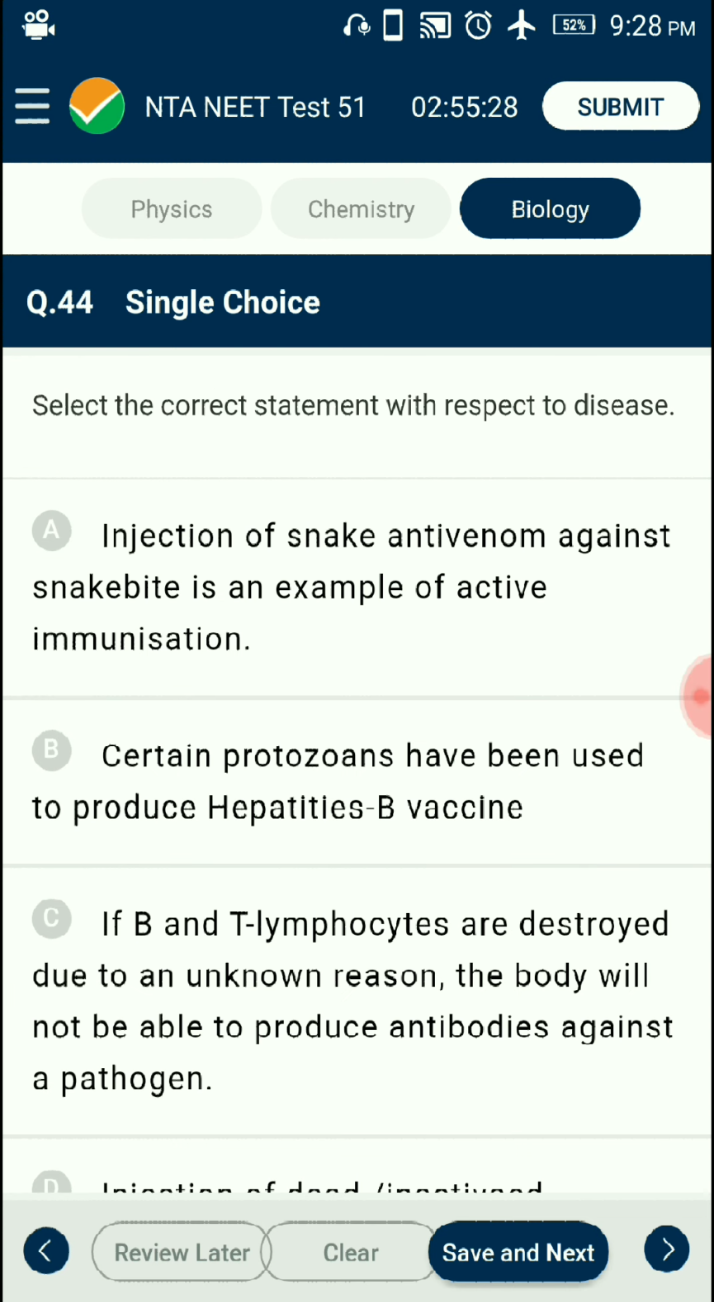Question number 44. Select the correct statement with respect to disease. T cells stimulate B cells for the production of antibodies. Antibodies help to destroy bacteria. B cells and T cells carry receptor molecules that recognize a specific non-self target, such as a pathogen, only after antigens, that is, small fragments of the pathogen, have been processed. So the answer is option C. If B and T lymphocytes are destroyed due to unknown reasons, the body will not be able to produce antibodies against a pathogen. This is a correct statement with respect to disease.